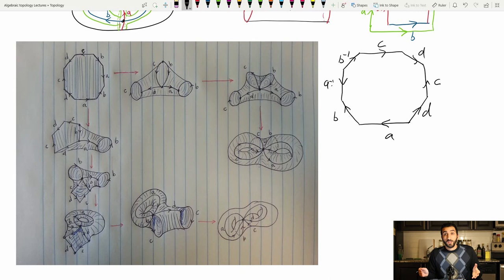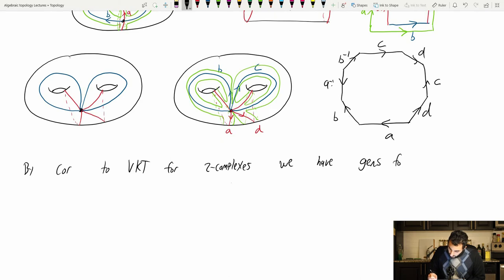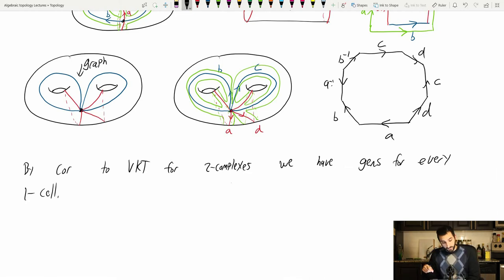And so we can use this to calculate the fundamental group. So by a corollary to Van Kampen's theorem, for two complexes, we have generators for every one cell, because here are the one cells. This is the graph that forms the one cells and has four cycles here, and it's just a wedge of circles. So we got four generators here, and a relation for every two cell.